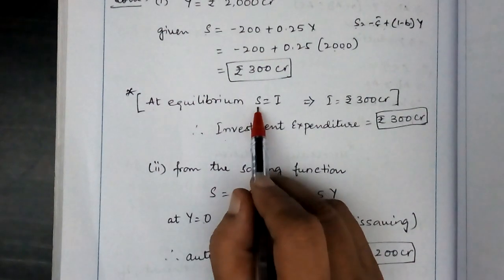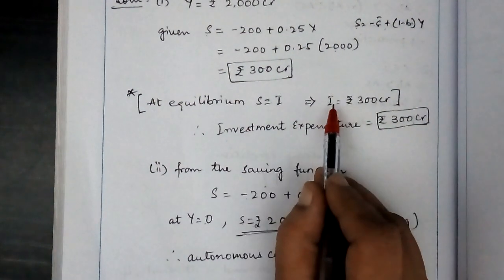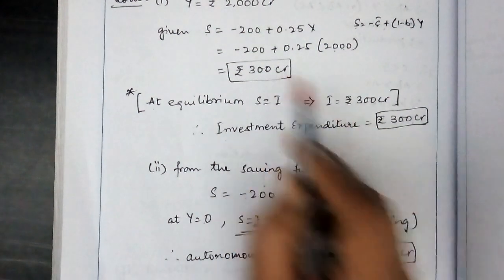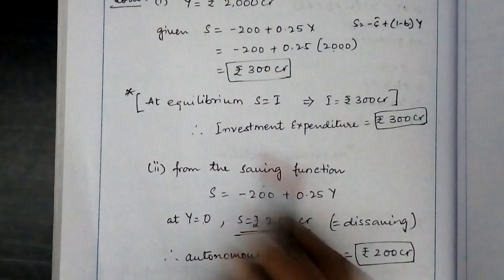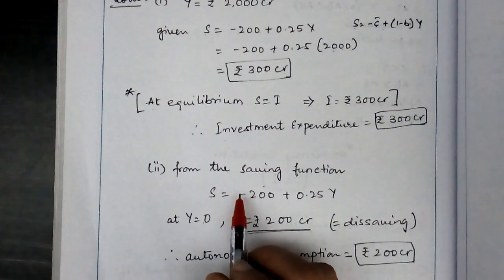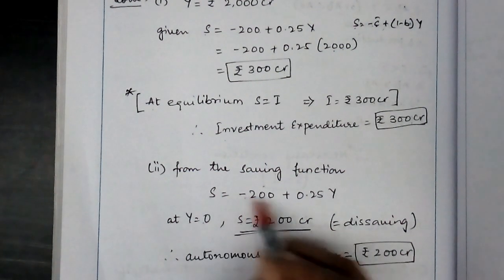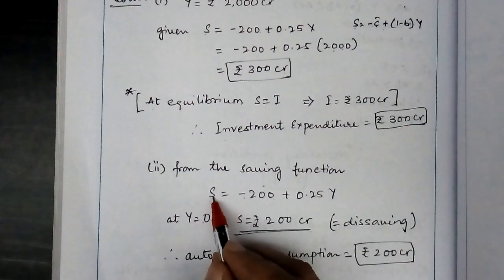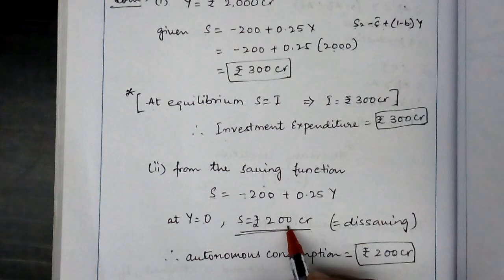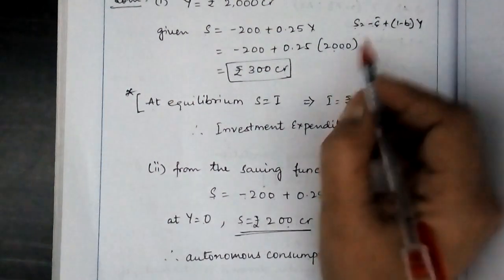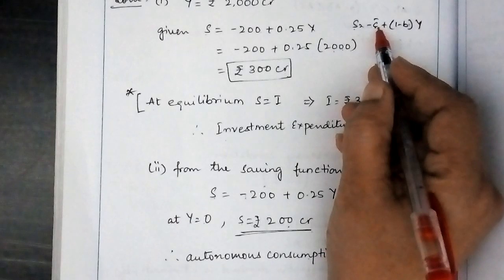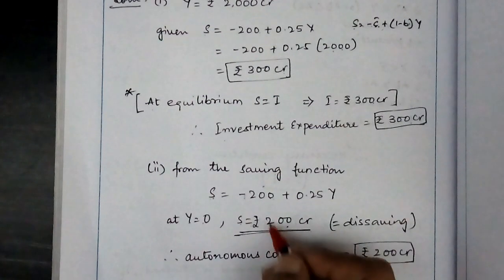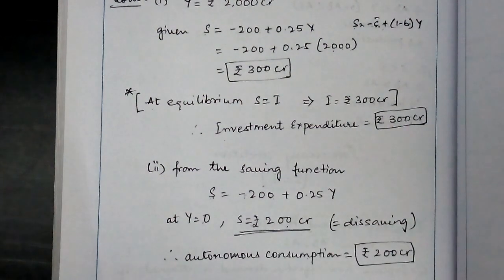So at equilibrium, savings is equal to investment, which is equal to 300 crore. That is what we learnt at equilibrium: S is equal to I. Since we have found S, I is equal to 300 crore. Now the second part of the question asks for autonomous consumption. So we are given the saving function as minus 200 plus 0.25Y. At Y equal to 0, we find that S is equal to only minus 200. In other words, you can also do it this way. Savings is equal to minus autonomous consumption. So this autonomous consumption is already given to us as minus 200. So C bar is 200 crore. That way also we can do.